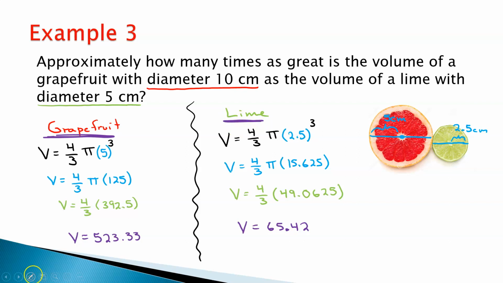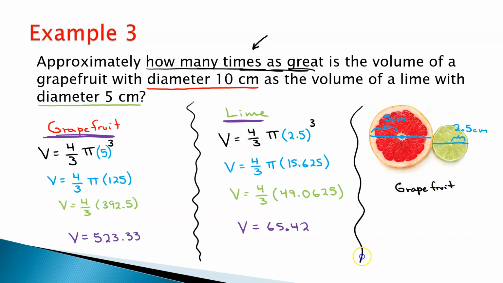Now, have I answered the question? No, not yet, right? The question was, how many times as great? So how many times bigger is this grapefruit? Look at that grapefruit. It has a volume of 523.33 cubic centimeters, and the lime only has a volume of 65.42. So how do we find out how many times greater? All we have to do is divide those. We're going to divide the grapefruit.